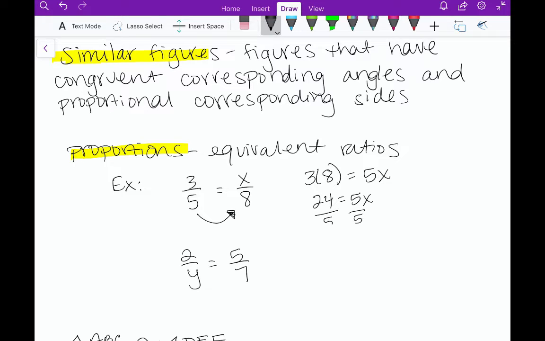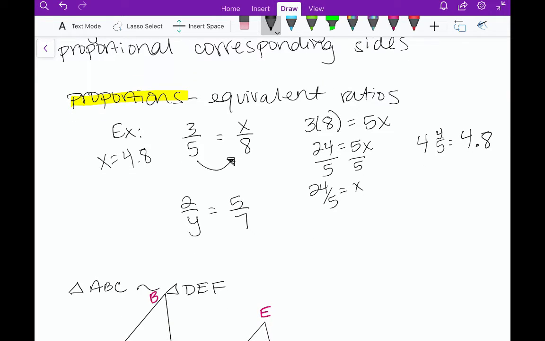Divide by 5. X equals 24 over 5, which cannot be simplified because 5 doesn't go into 24 and 5 is prime. So I could just write it as 24 over 5. I could also figure out what that is. 5 goes into 24 4 times with 4 left over, so that is the same as 4 and 4/5. 4/5 is 8/10, so that would be 4.8. So in this example, x is 4.8.